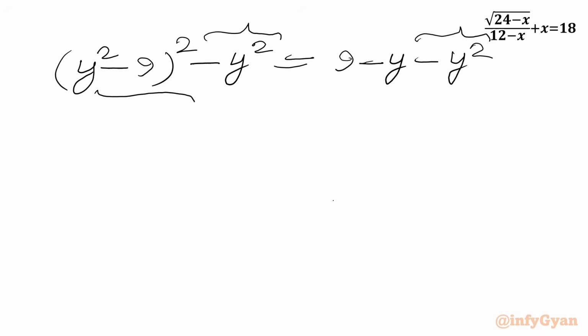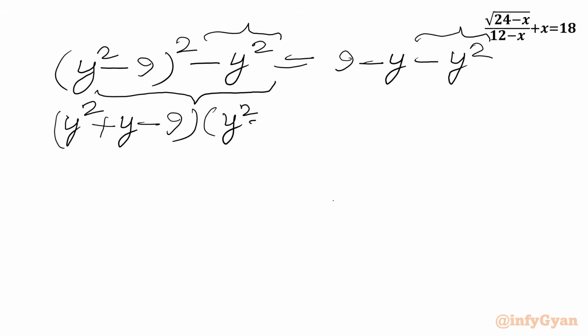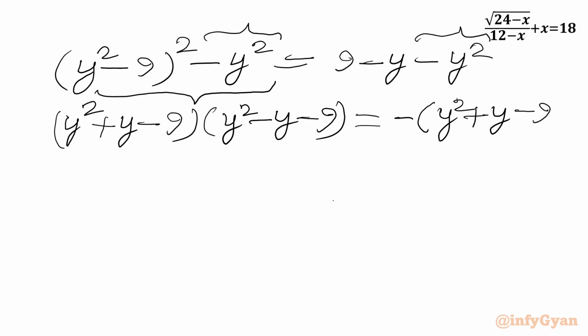Now we can use a square minus b square formula over here. So we will write y square plus y minus 9 times y square minus y minus 9 equal to, take minus 1 common, so we will get minus of y square plus y minus 9.